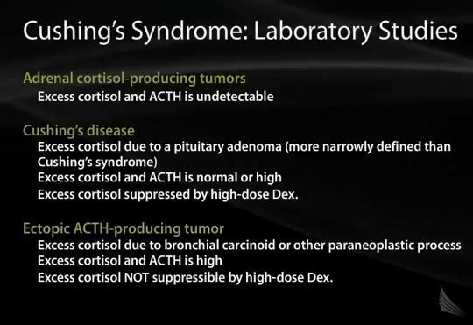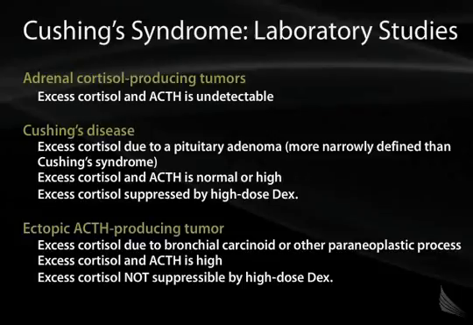And if the ACTH is undetectable, then the cause is an adrenal adenoma, and the next step in the process would be to take out that adrenal tumor. If, on the other hand, the ACTH remains high, then the cause can be either a pituitary adenoma or an ectopic source such as a bronchial carcinoid or a lung tumor.